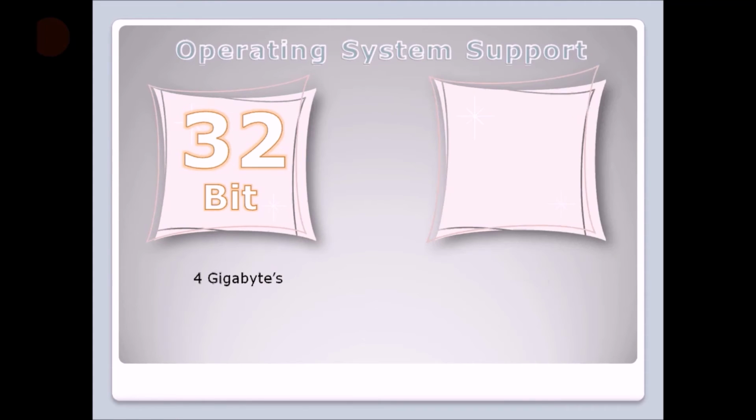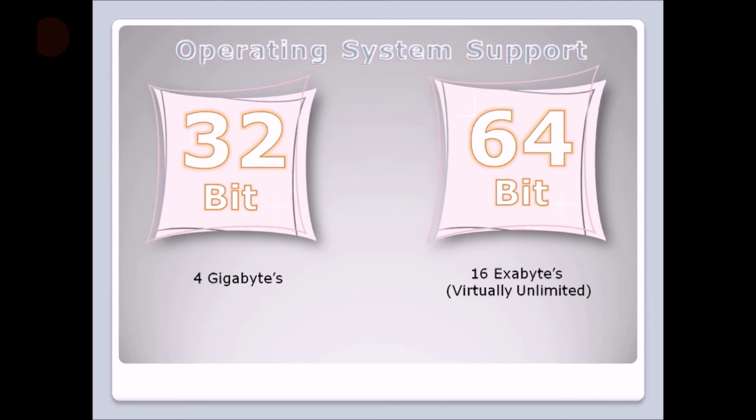But for a 64-bit processor, it is up to 16 exabytes of memory. It is 4 billion times more memory than 32-bit memory, which is huge, virtually unlimited. And these are effectively used in the banking sector, graphical designing, and many other things.